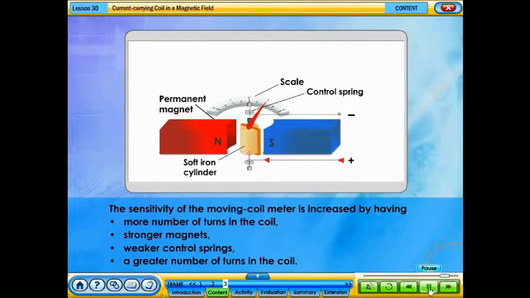The sensitivity of the moving coil meter is increased by having a greater number of turns in the coil, stronger magnets, and weaker control springs.